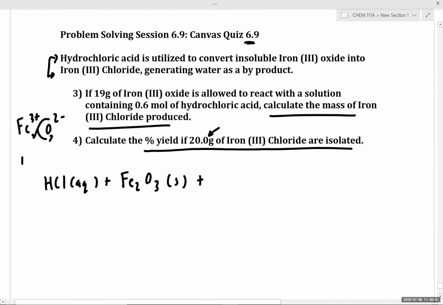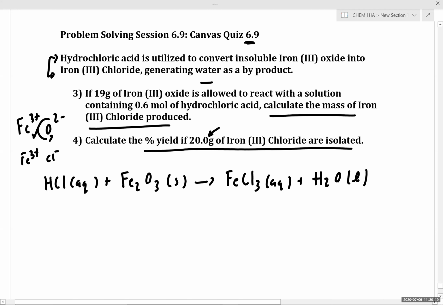Iron 3 chloride, we have Fe3 plus and Cl minus. That gives us FeCl3 aqueous, and water is just H2O.